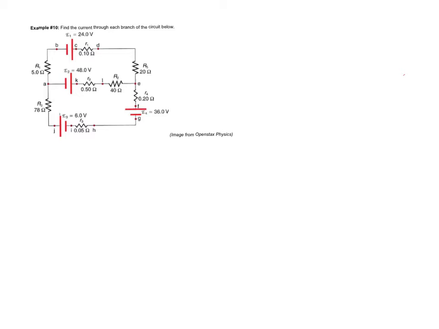You got 4 cells or batteries there, 4 providers of EMF, and then you've got almost 10 resistors there. 1, 2, 3, 4, 5, 6, 7, 8 resistors there. So that's a pretty good clue that this is a little bit more complex. It's not a simple series or parallel situation.